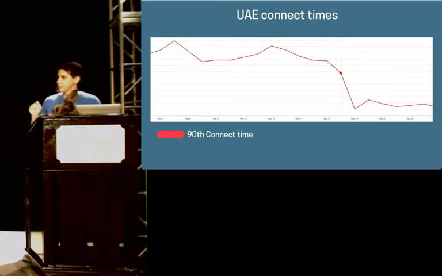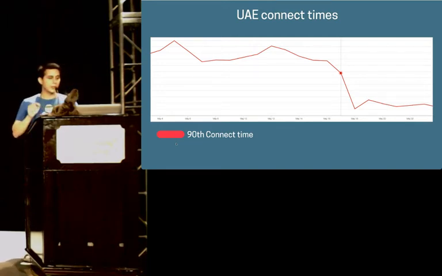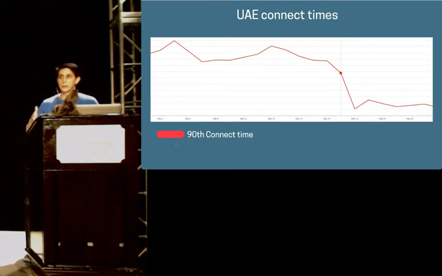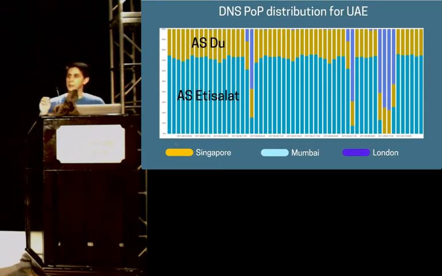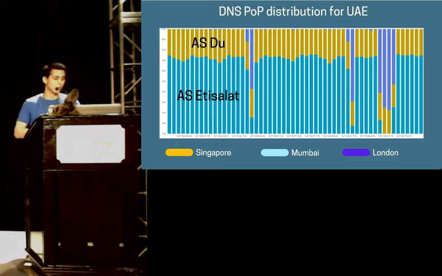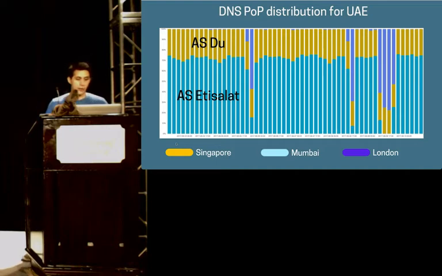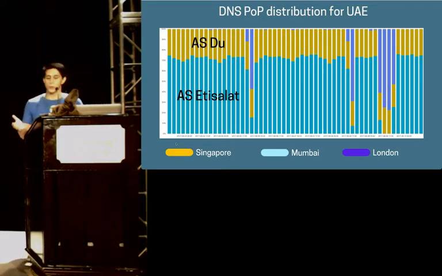And so that's with GeoIP. You can only target by the country. And so unfortunately, users on Du were being routed incorrectly to Mumbai. It was a worse experience for them. But with Rum DNS, we actually see the ability to cherry pick users on a particular AS and send them to the right location. So you can see Etisalat going to Mumbai and Du going to Singapore, all automatically.